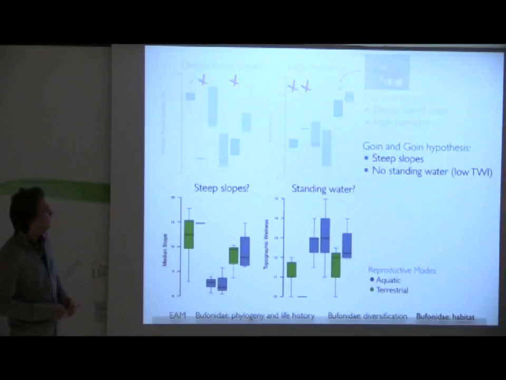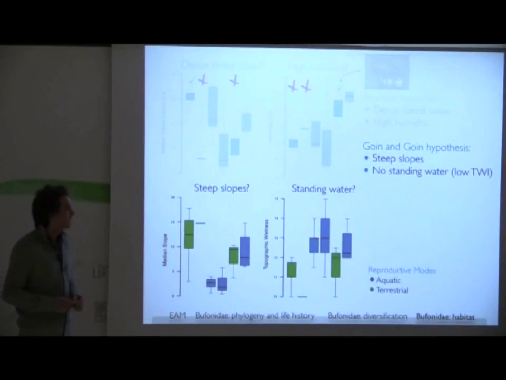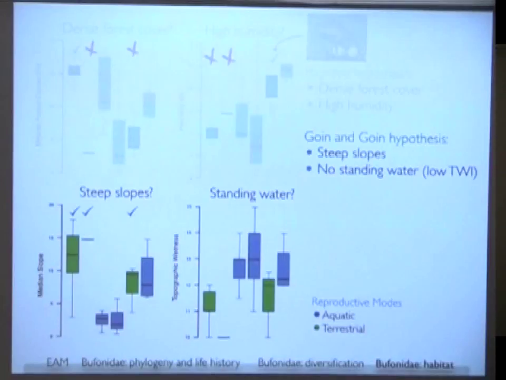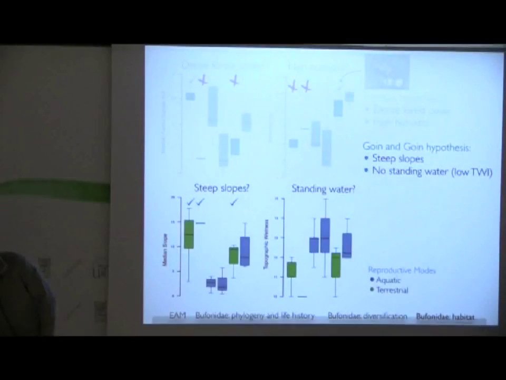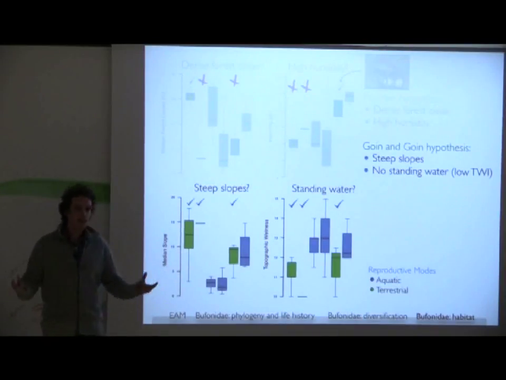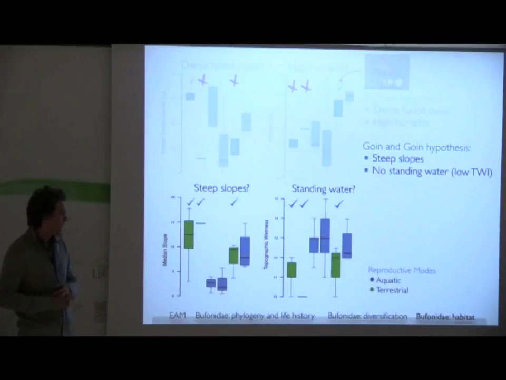So then, if we look at the Goin hypothesis, just to reiterate, they suggested that steep slope was important, and what they meant by that is that you don't find suitable standing water bodies for amphibians to breed in. So if we look at slope, we actually do see that all three different modes of reproduction are associated with steep slopes. And when we look at standing water bodies, all three species occur in areas with low topographic wetness. So essentially there's little collection of surface water in these areas.